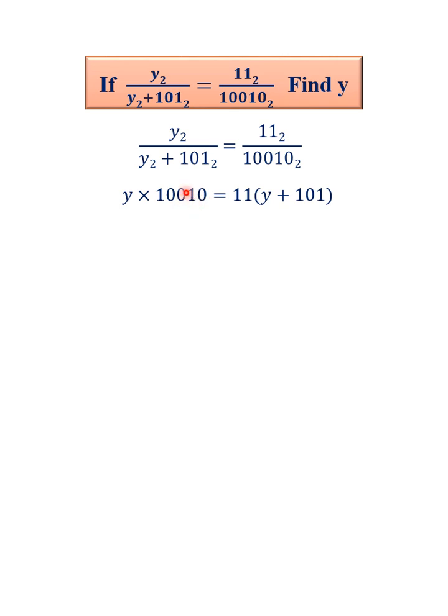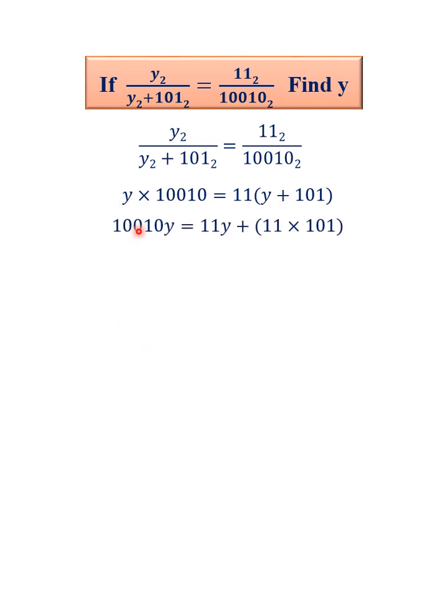We've taken out the base 2 because everything is in base 2, so we'll just be mindful of the fact that whatever operation we are carrying out, we should be doing it in base 2. While this multiplies this, it's just by cross multiplication. 11 base 2 multiplies y plus 101, y plus 101. So having cross multiplied, we'll solve this further. We're going to open up this bracket.